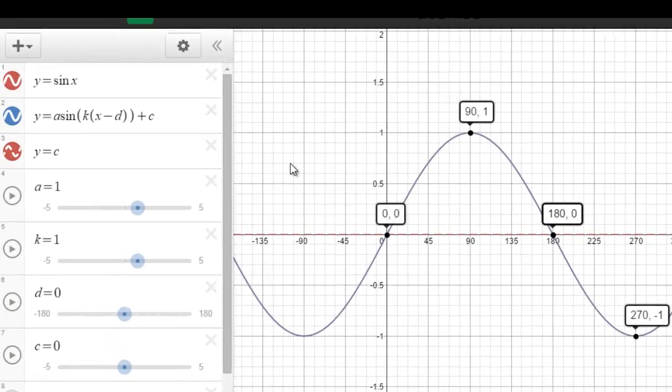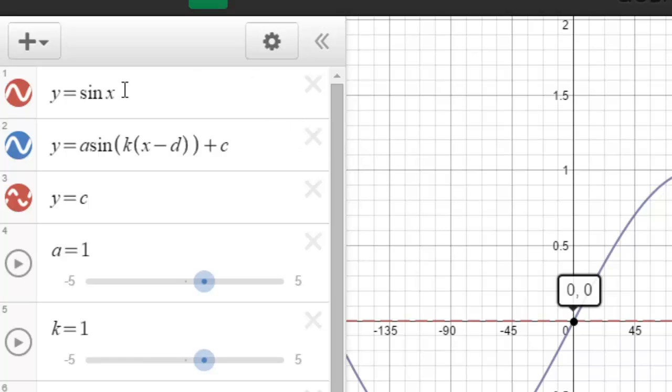And if you look on the left of the screen, you'll see that I have sine x written as an equation, but I also have an equation that uses sine in a function that has a bunch of different transformations, and we've used letters to represent these transformations. The a out front can represent different stretches and compressions that happen vertically, as well as any reflections that might happen over the x-axis. The k value inside the function represents horizontal stretches and compressions, or any reflections over the y-axis. The d value represents translations left and right, and the c value represents translations up and down.